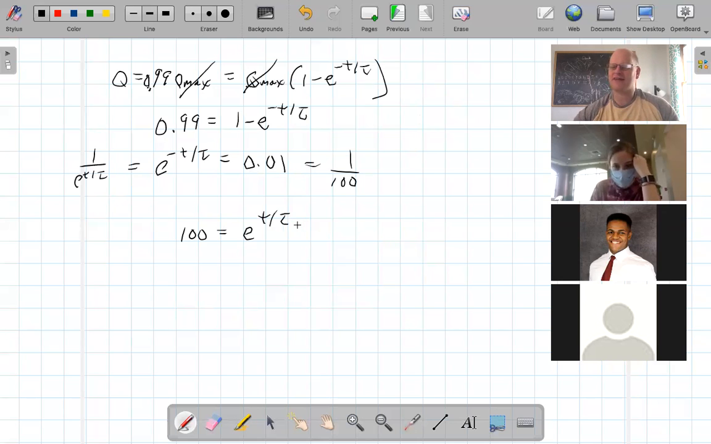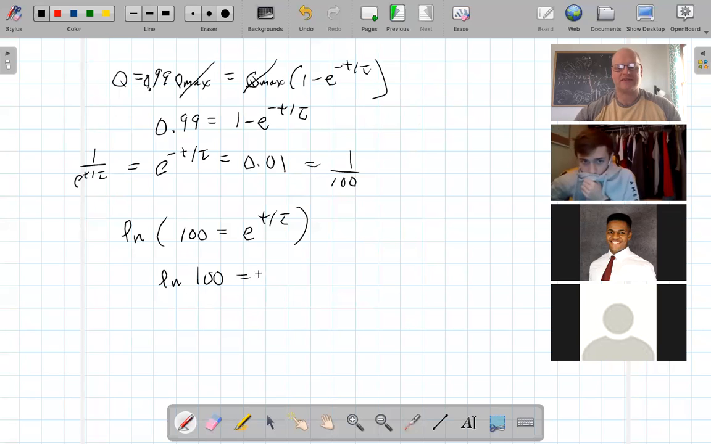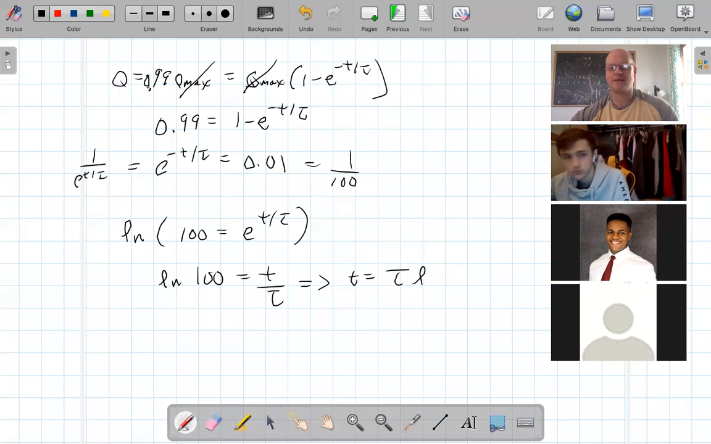And how do I get rid of an exponential? What's the mathematical process which is the inverse of an exponential? Natural log. Natural log. Good. So I'm going to take a natural log of both sides. So let's go ahead and do that. I get natural log of 100 is equal to the time divided by the time constant. Finally, this says that the time it takes to reach 99% of the maximum charge is going to be the time constant times the natural log of 100. So this is the time it's going to take.